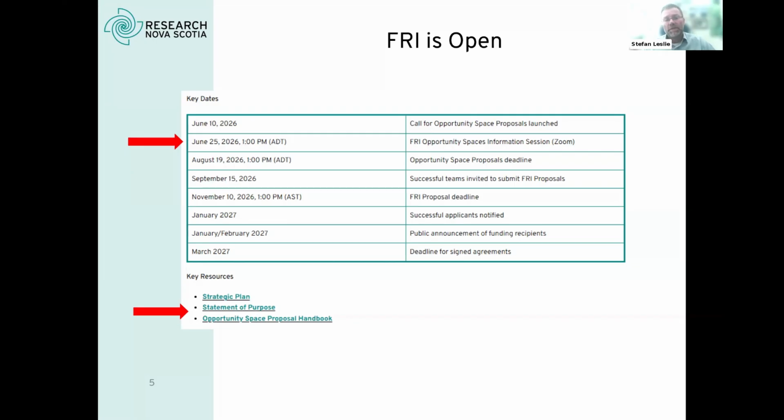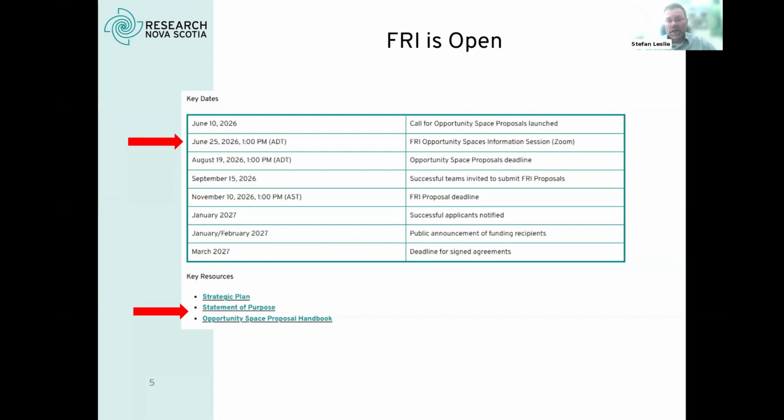And following that intake, by the middle of September, we will have selected up to 6 opportunity spaces to submit an FRI proposal, which there will then be another 2 months or thereabouts to develop, and which will then be selected by January of next year, January of 2027. And you'll see that we'll use the winter period to get things organized, make announcements so that projects can get started and funding can flow by the end of this fiscal year.